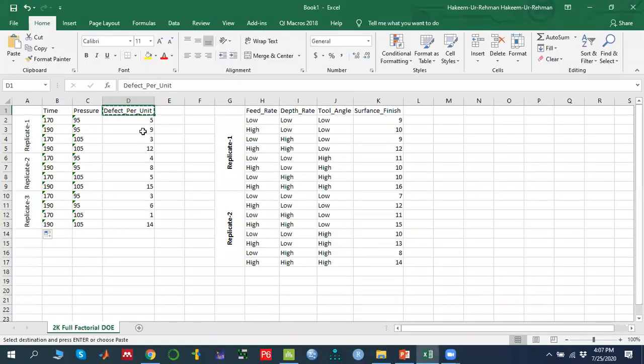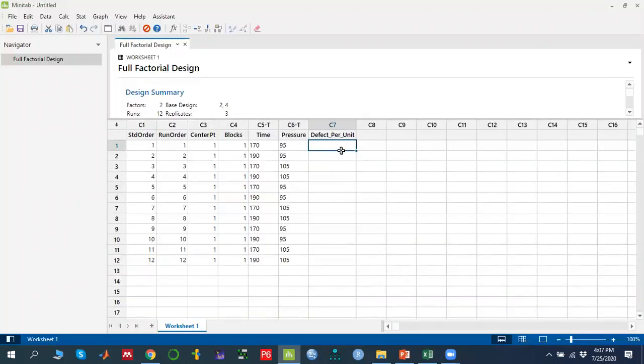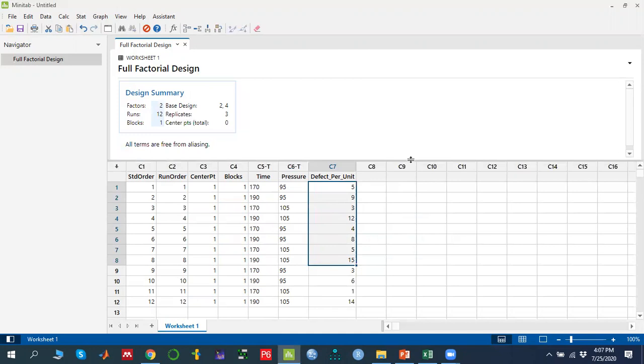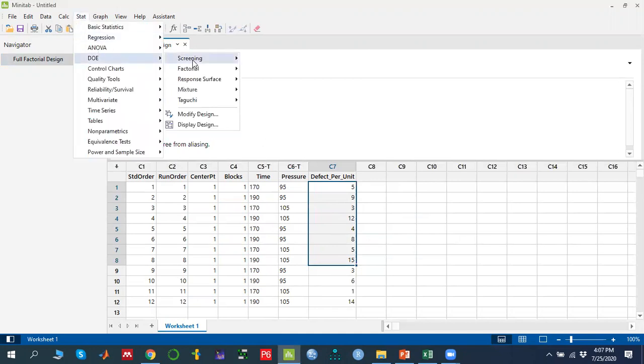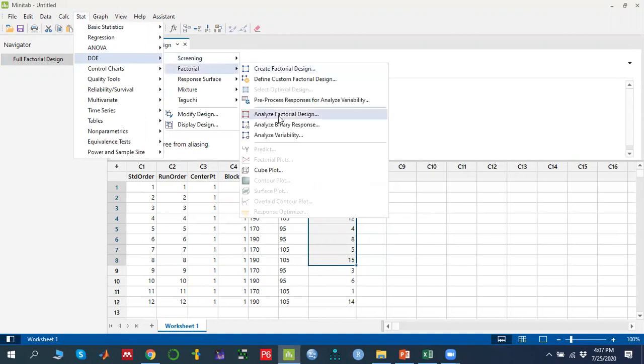So I have conducted the experiment and I have found these results. I have already done this. So when our time is 170 and our pressure is 95, what's the defect per unit? I have completed this experiment. Now I want to analyze this. In order to do that, we should go to Stat, DOE, Factorial, and then Analyze Factorial Design of Experiments.